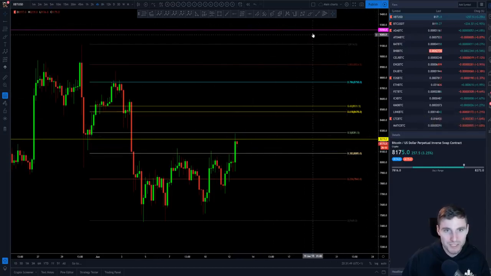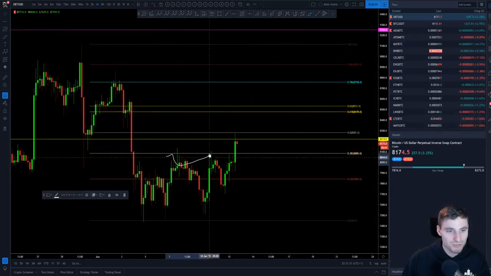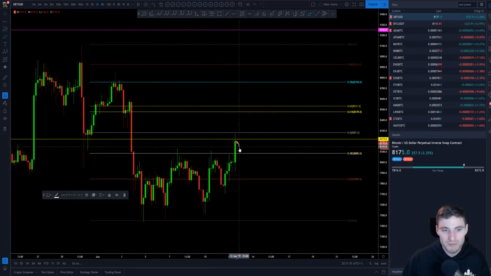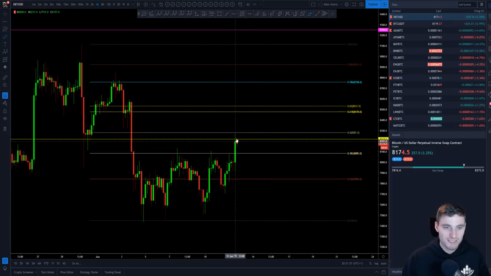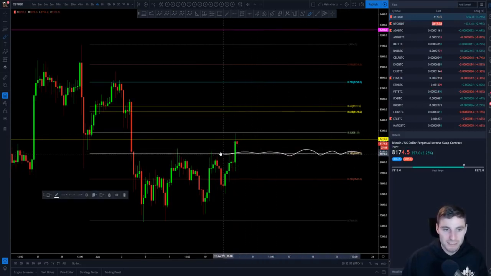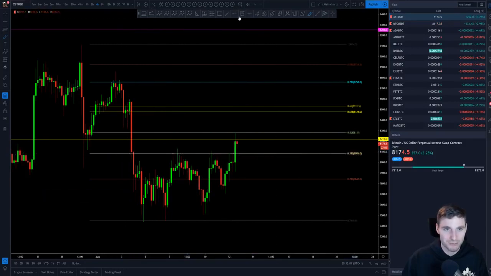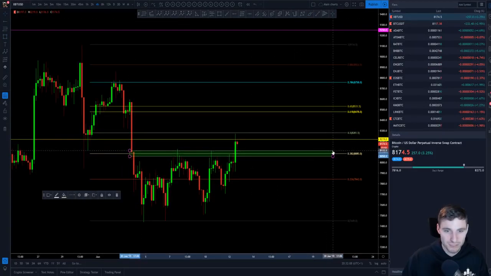We now have the 382, which was resistance, and the possibility of this now flipping into support for the next move up to the upside. That is what we want as a bullish scenario. The bullish scenario is the 382 really needs to hold. You really need to hold the 382, and the bears need to reclaim the 382 basically.